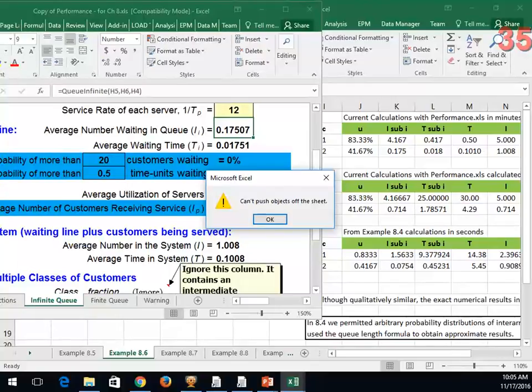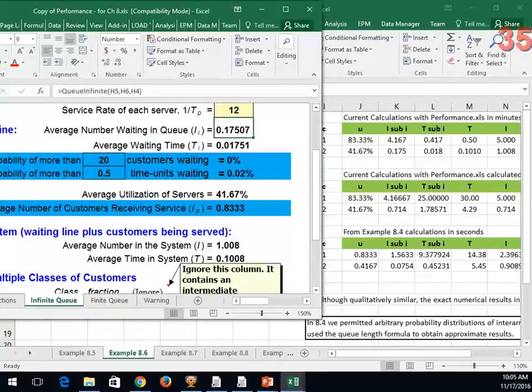When you're using this XLS, I do not understand why it comes up, but it'll come up and say, can't push objects off the screen, and you just say, okay, no problem. And it'll come back to you.